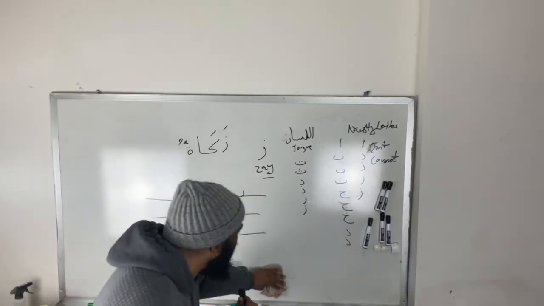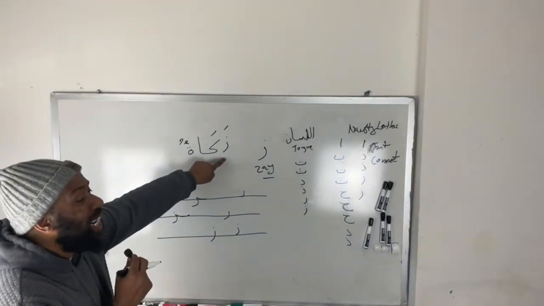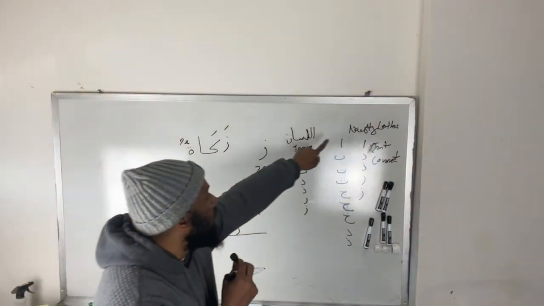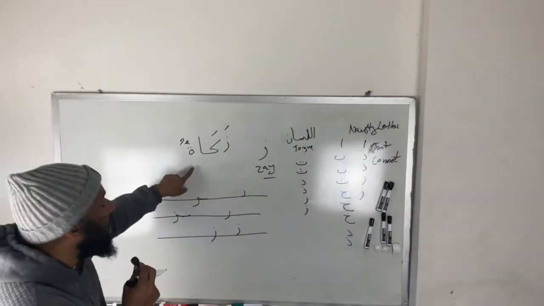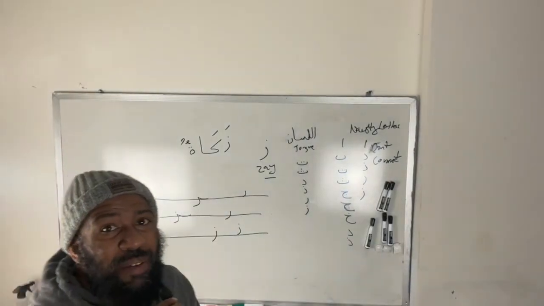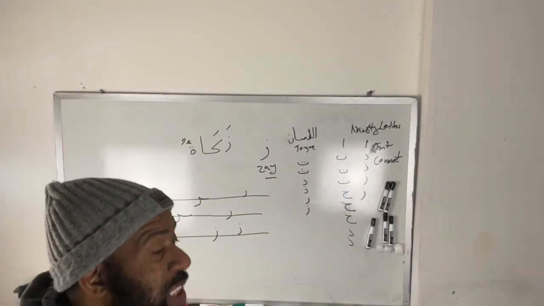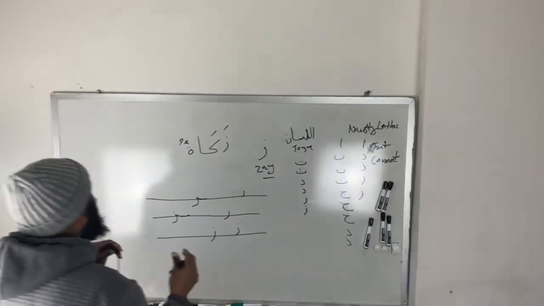So we have zakat. Because Zay is from the naughty letters, it does not connect. It doesn't have a beginning form. All right? It has an ending form, but not a beginning form. Nor does it have a middle form. So it doesn't play well. All right? Let's look at another word.